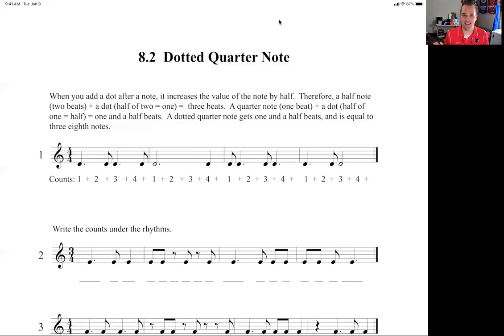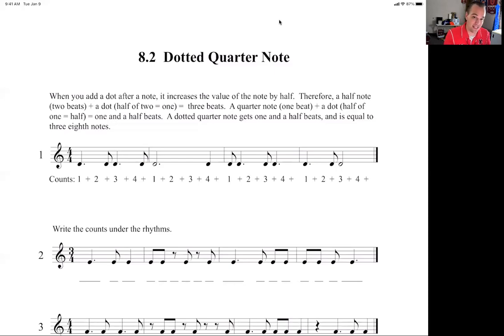Anytime you add a dot to any kind of note, it adds half of its value. So a dotted quarter note is worth 1.5. A dotted half note is normally 2, so a dotted half note is worth 3. A dotted whole note would normally be worth 4, so a dotted whole note is worth 6, right? So it always takes half of that note and adds it on to the end. So let's look at how it works.